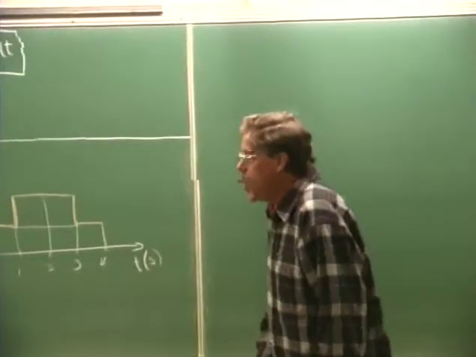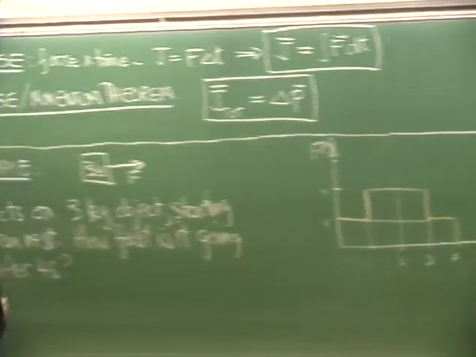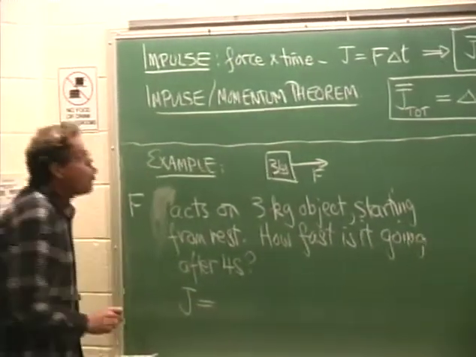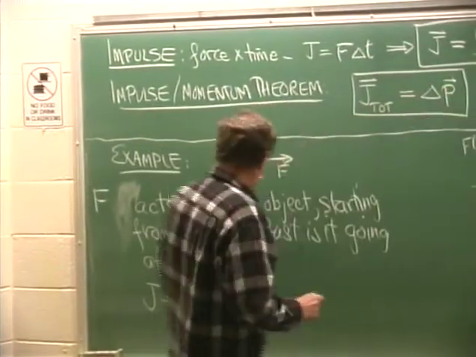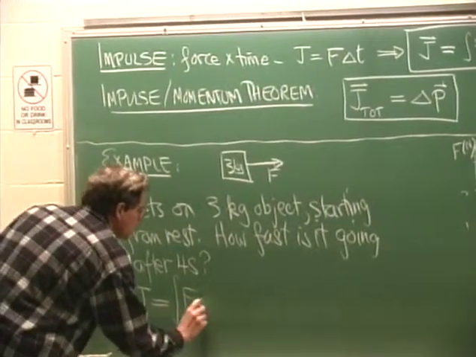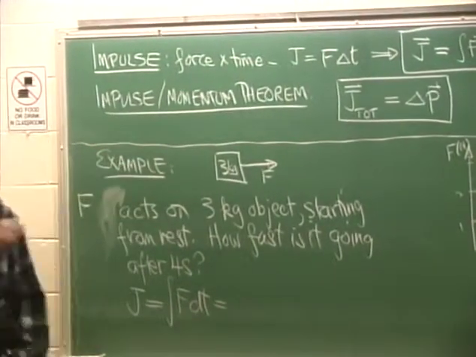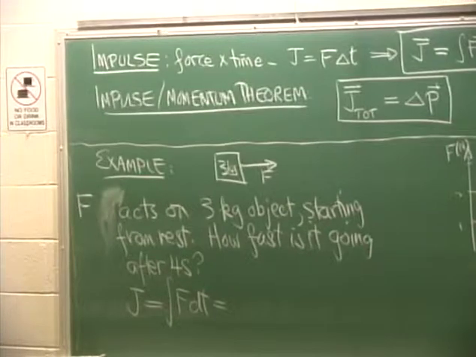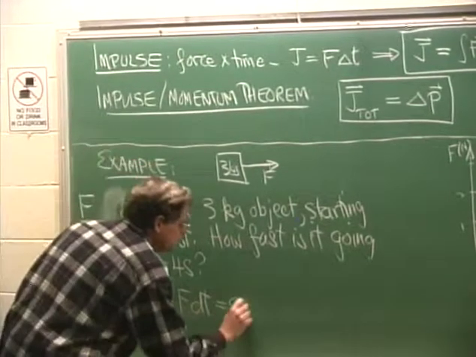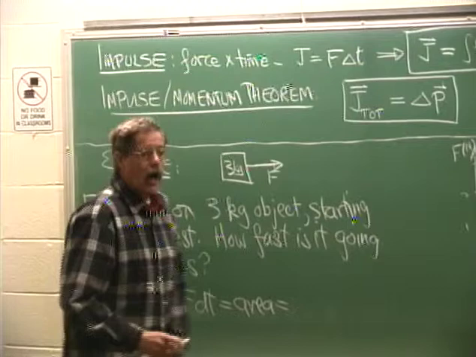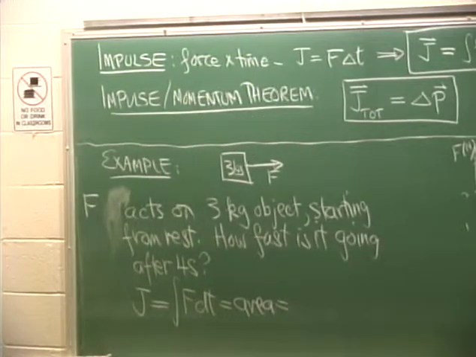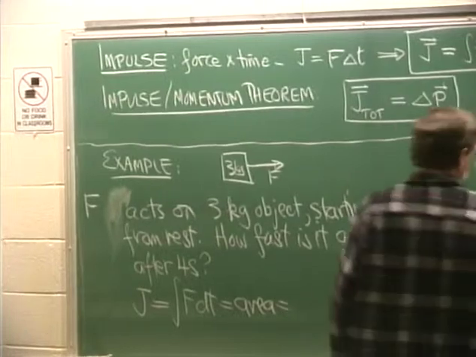for the perfect impulse here. The impulse acting on this is the integral of the force, the area under the curve. I can calculate the area from this point to here.